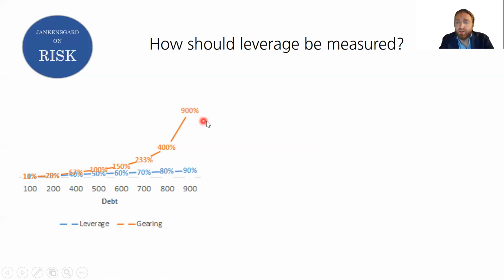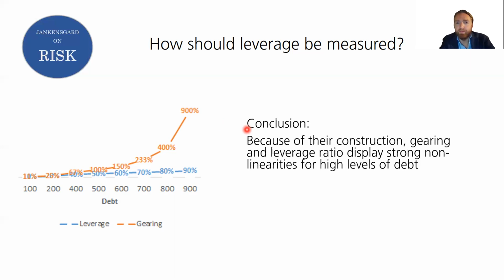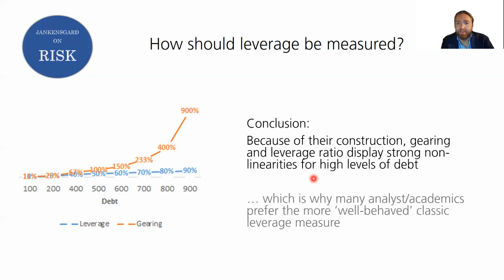So it's just a feature of that way of defining leverage, right? So that makes it somewhat problematic in some applications. It doesn't necessarily correspond to an increase in risk of that magnitude either. So given these extreme values that you sometimes get, you have a problem with estimating statistical models, let's say, that involve these ratios. So this nonlinearity can be a problem in that context, and many analysts and academics prefer the classic well-behaved leverage ratio, leverage measure, for that very reason.